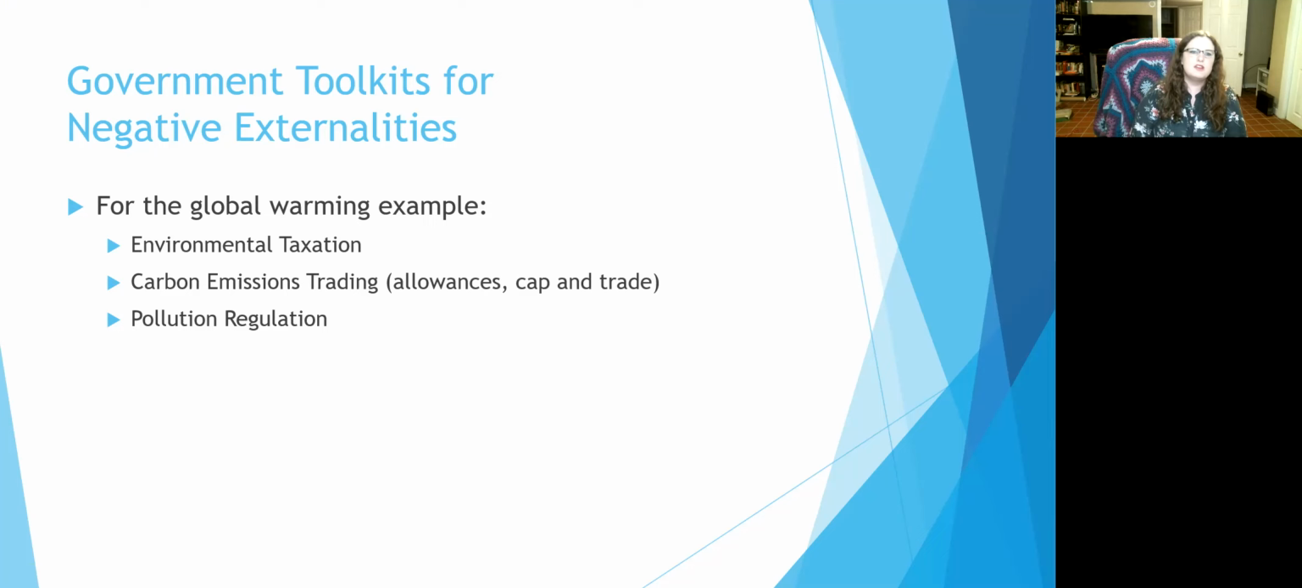So a couple things that we have in our toolkit for dealing with negative externalities. We have environmental taxation. So, hey, if you pollute the river, we're going to tax you.